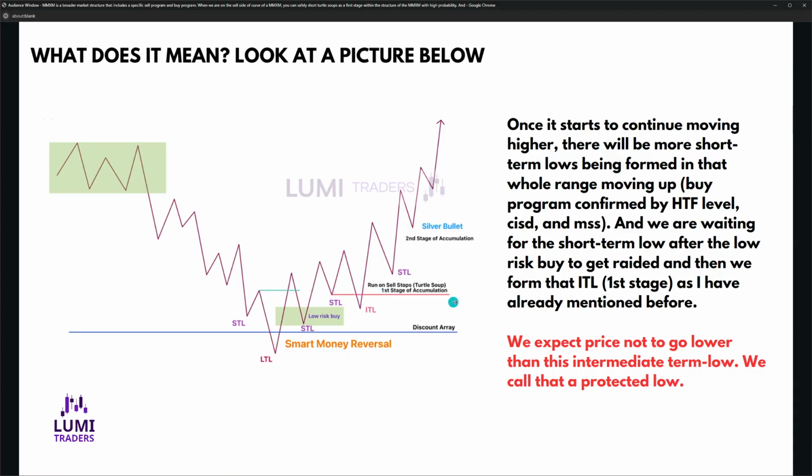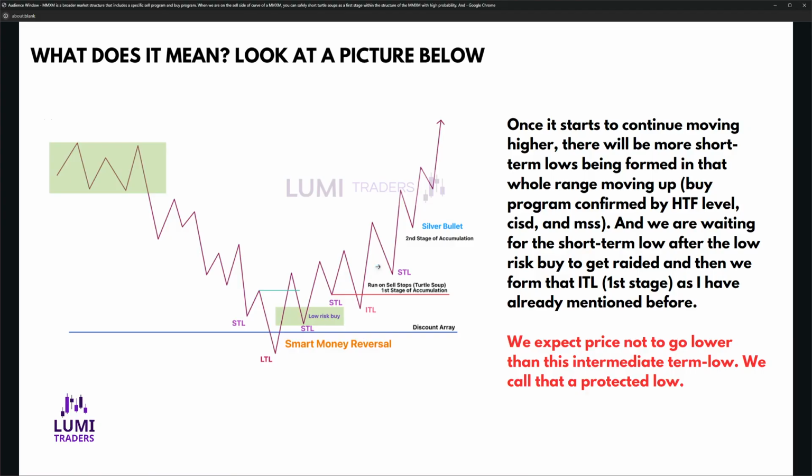We got the first stage of accumulation right here, then move up, another retracement down with failure to take this intermediate term low. Means it formed a short-term low on the right side, right? And we expect the price is going to hold this intermediate term low as a protected low right here. Okay, that's nice. But here is how you want to trade silver bullet.